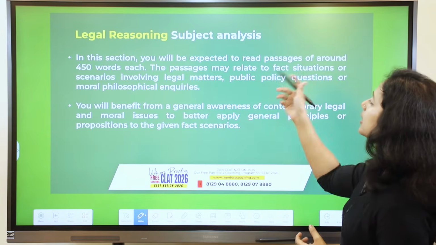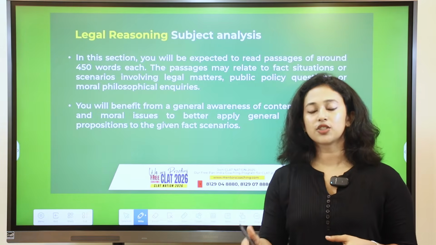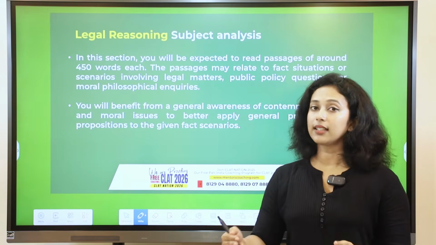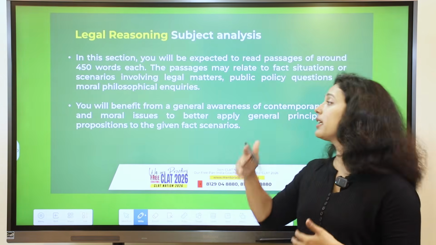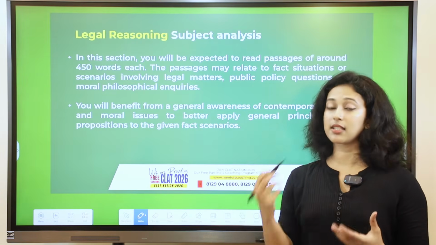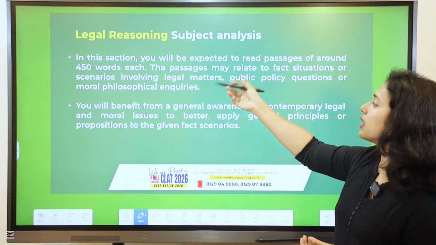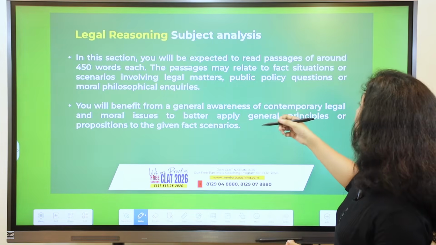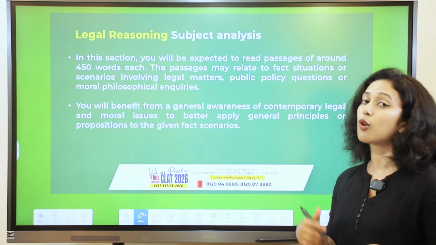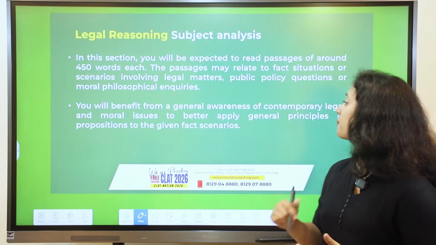Then comes legal reasoning. Legal reasoning is usually in a style, as I mentioned before, where you read a certain principle and then make a judgment. You'll be given a principle to read and then make an assertion regarding it. It might be a legal maxim or a law. You will have passages of close to 450 words each, and they may relate to fact situations or scenarios involving legal matters or public policy questions as well.